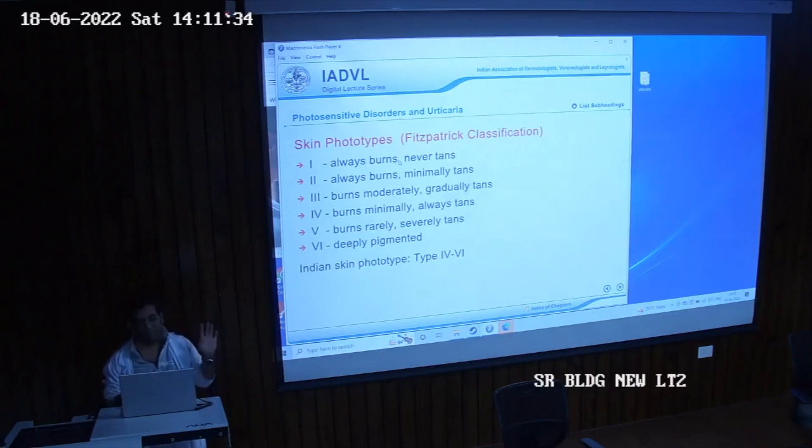This is type 1. Type 1 means the Caucasians, Europeans. So as you go from 1 to 6, skin tone darkens.